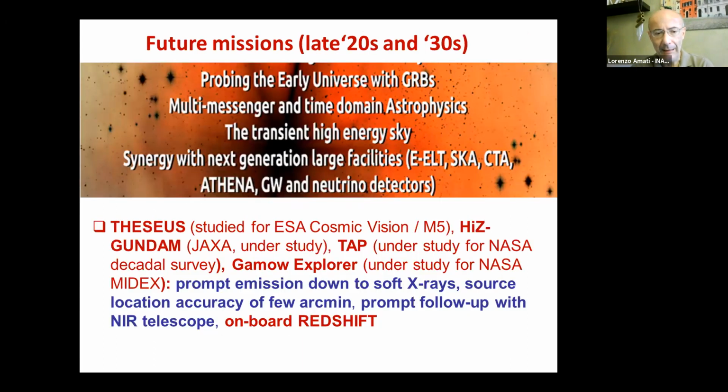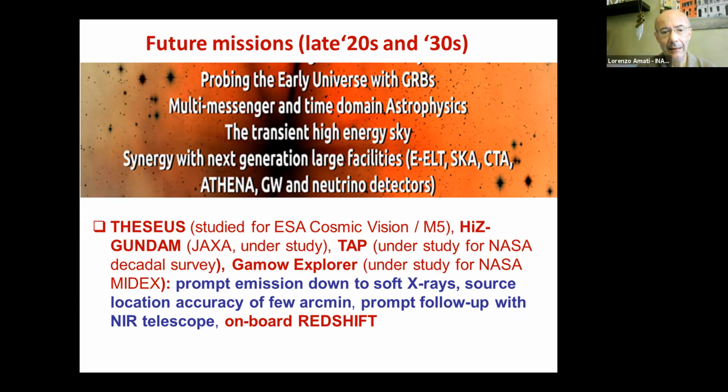So, given, as I mentioned at the beginning, these high potentialities of gamma ray bursts for cosmology and multi-messenger astrophysics, of course, cosmology and multi-messenger astrophysics are the main goals of next generation missions and instrumentation for the study of gamma ray bursts, mostly for the end of this decade or for the next decade.